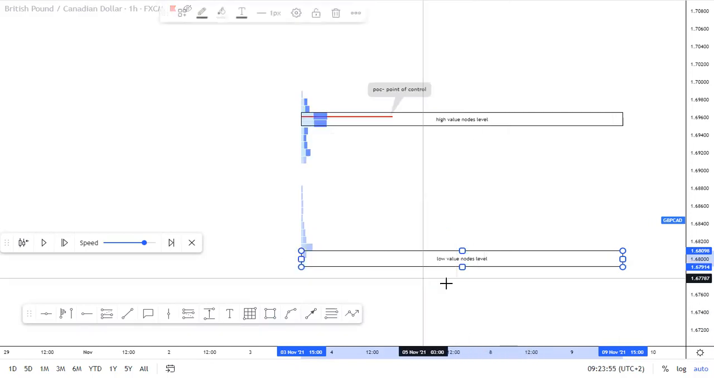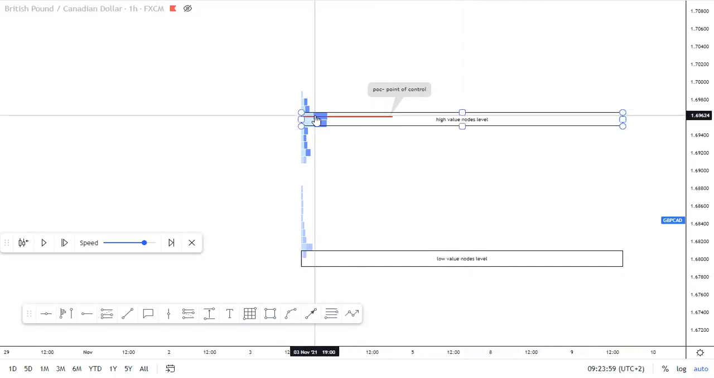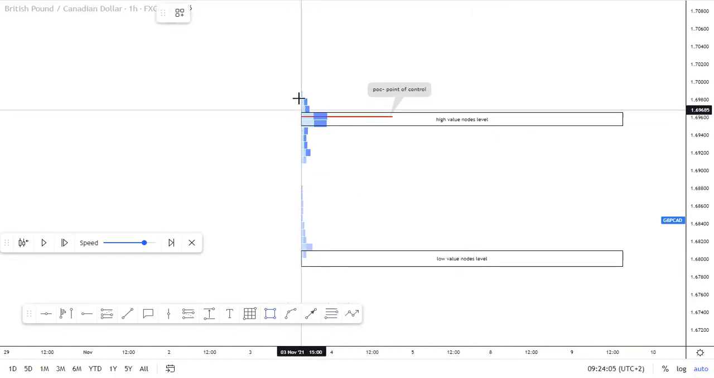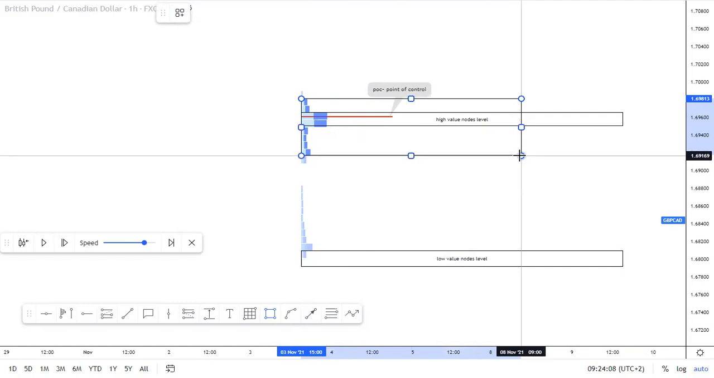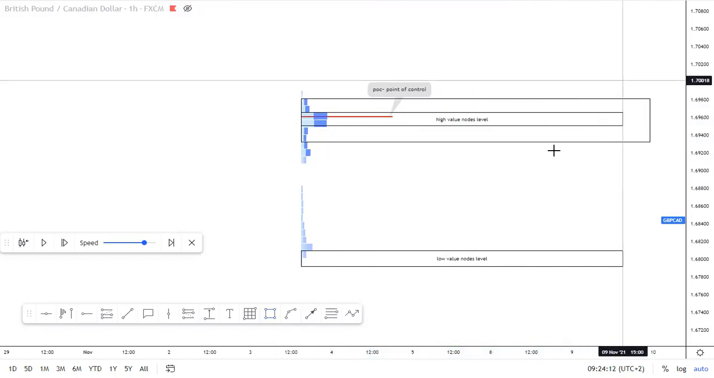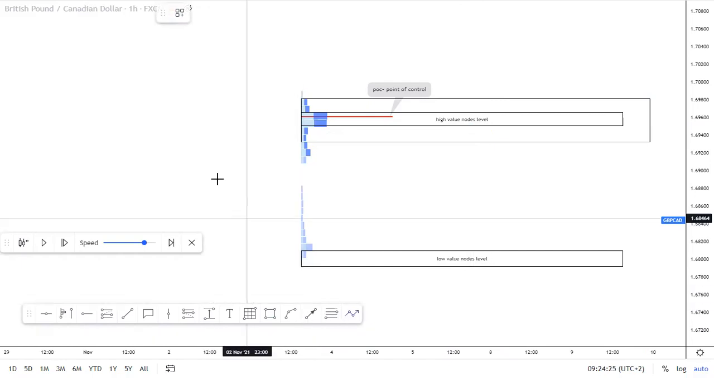So again, what do you look for? After finding the high value nodes level, the POC point of control, and the low value nodes level, you must find a good supply in between here. You get a point. Just find a good supply, and then you wait for the market to come to you. You don't just chase the market. You get a point. You don't know how long the market will take to come here, those kind of things. All right.